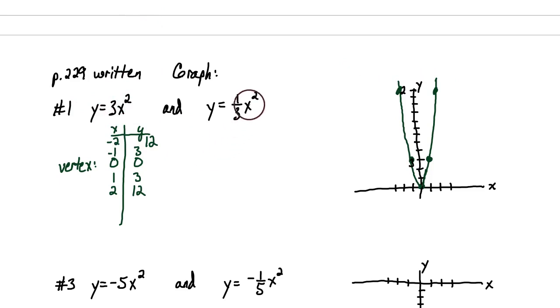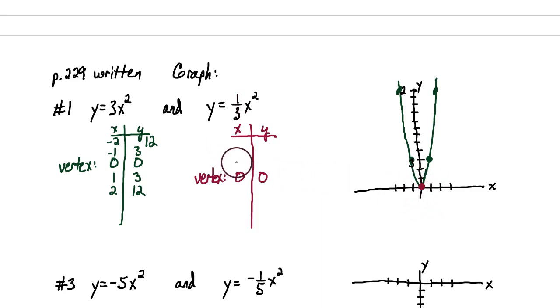Now I'm going to switch colors and let's graph this one. Again, we're going to make an XY table to find some dots. But when we find the dots, we have to make sure that one of them that we find is the vertex. Because this only has the x squared term, I know ahead of time that the vertex is on the y-axis. So the x value will be 0. When you plug in a 0, 0 squared is 0, and 1/3 times 0 is still 0. So there's a dot at 0, 0.